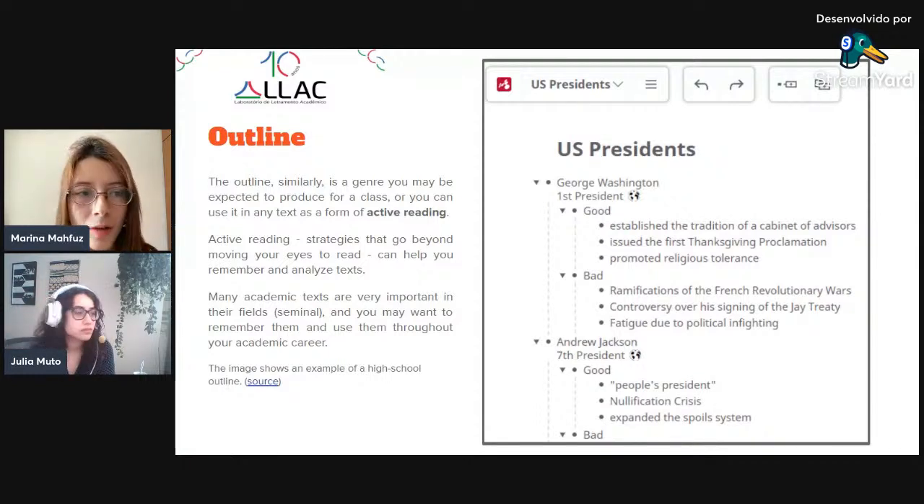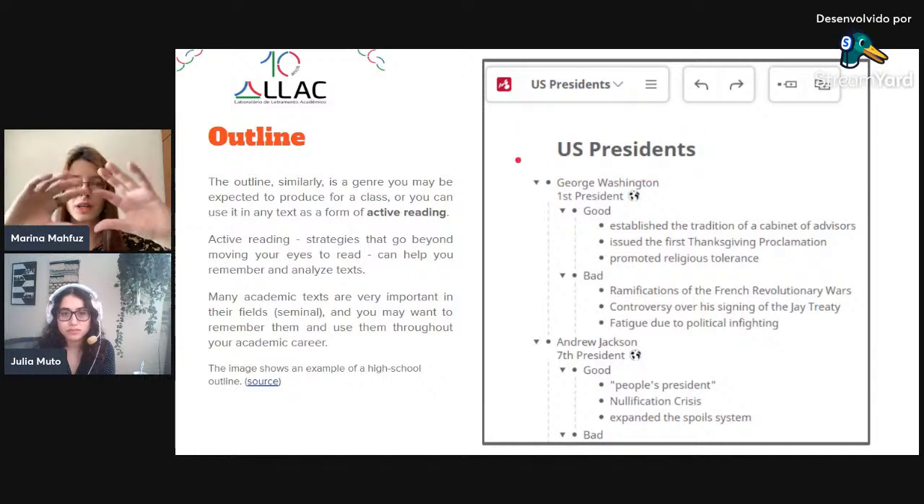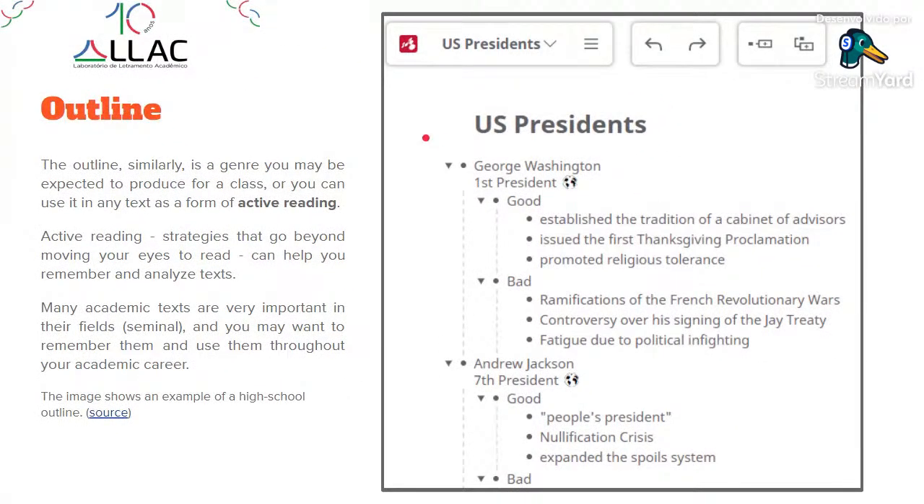This image that we have here shows an example of a high school outline that a person did about the United States presidents. So you see the title is US Presidents, and here we have the presidents that were the presidents of the United States. George Washington, the first president, and Andrew Jackson, the seventh president.